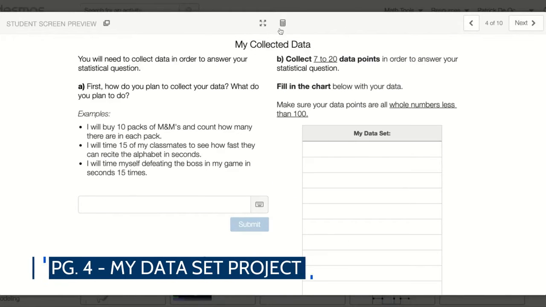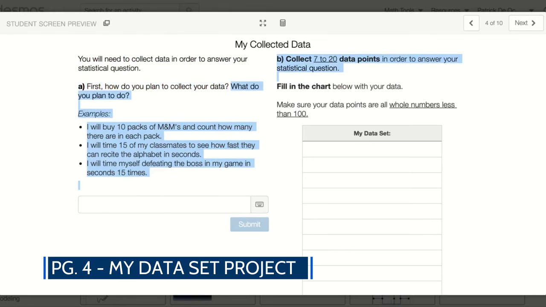Page 4. The title is My Collected Data. You will need to collect data in order to answer your statistical question. Letter A. First, how do you plan to collect your data? What do you plan to do? Examples. I will buy 10 packs of M&Ms and count how many there are in each pack. Another example. I will time 15 of my classmates to see how fast they can recite the alphabet in seconds. Another example. I will time myself defeating the boss in my game in seconds, 15 times.